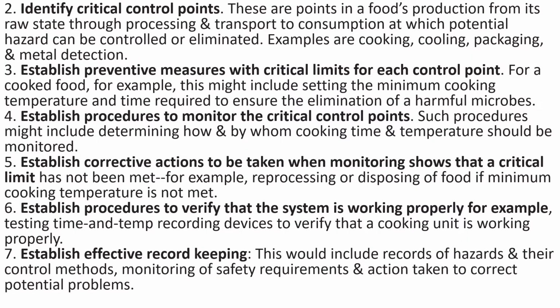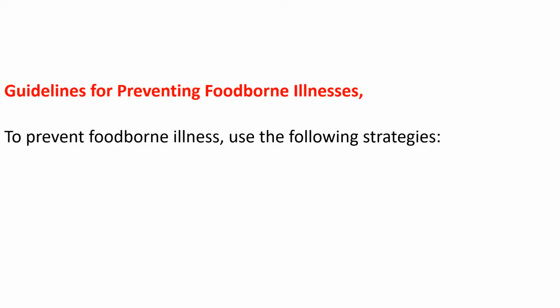Second, identify critical control points, establish preventive measures with critical limits for each control point, establish procedures to monitor the critical control points, establish corrective actions to be taken when monitoring shows that critical limits have not been met, establish procedures to verify that the system is working properly, and establish effective record keeping. These are the components of HACCP.